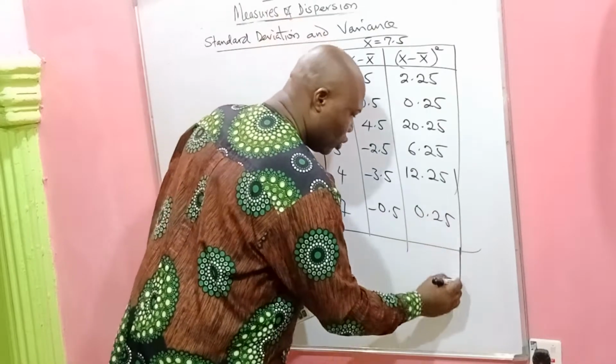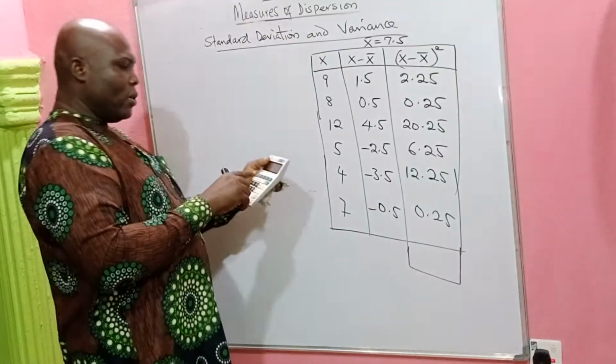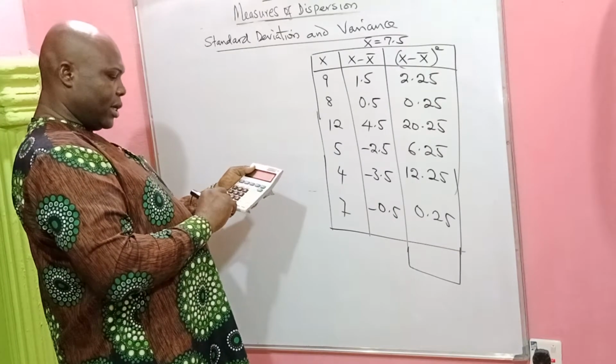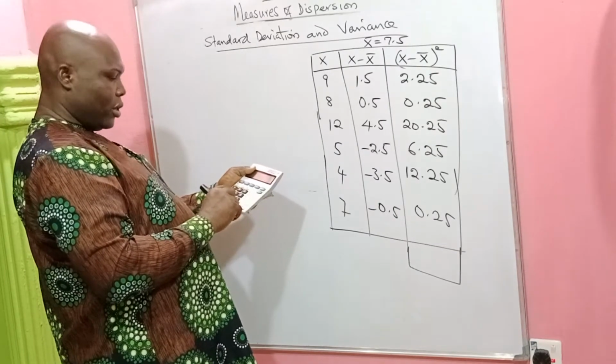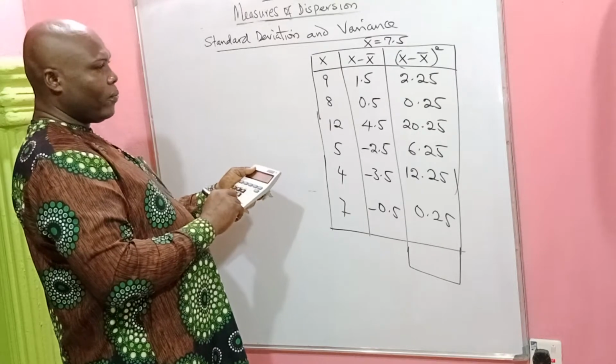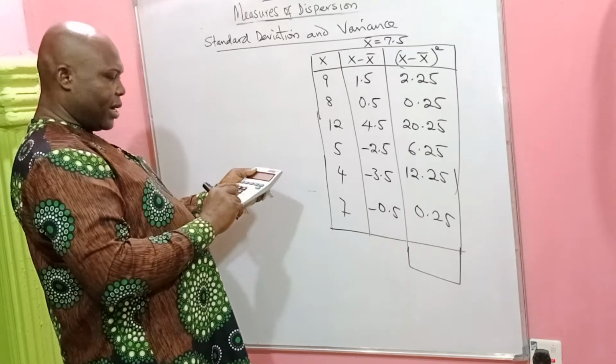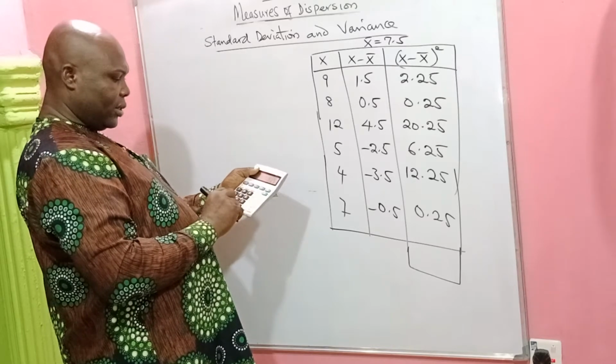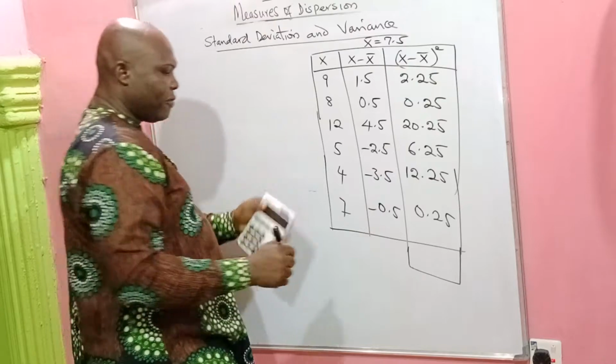Okay, so we need the total of the last column. So we will be needing the total, so that will be 2.25 plus 0.25 plus 20.25 plus 6.25 plus 12.25 plus 0.25. So we have 41.5.